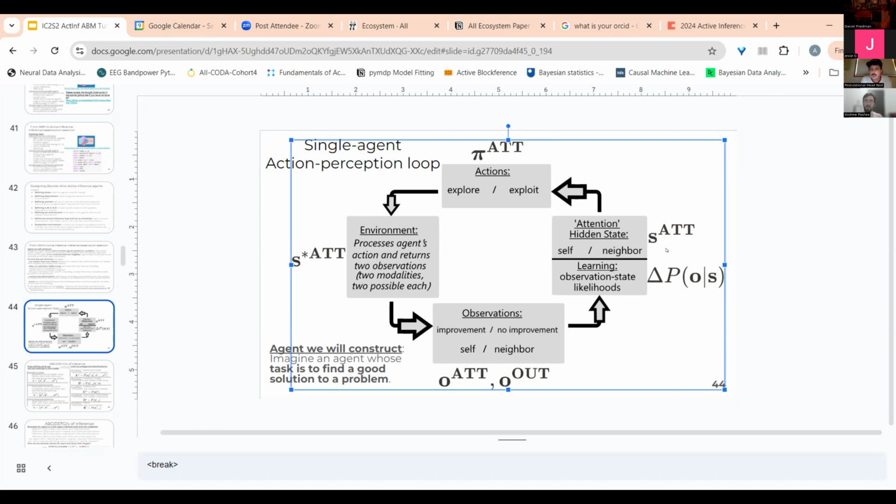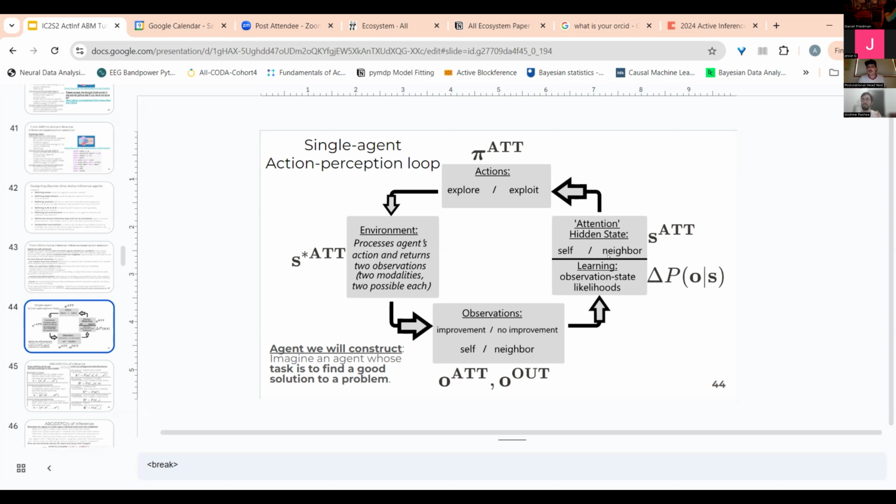Whenever the agent reaches this square on the right, so to speak, this stage of the action perception cycle, they invert their model. So now they actually try to figure out what is the hidden state given I just received this observation. In the same way that you could receive a hot or cold observation, and so you infer, oh, it's cold here. Here the agent might observe themselves and then infer, oh, I'm paying attention to myself. And vice versa for neighbor.